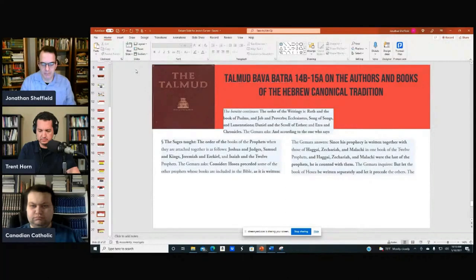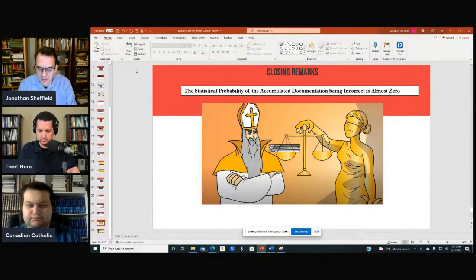Additionally, the details recorded in the Talmud, Bava Batra 14b through 15a, on the books and authors of the Hebrew canonical tradition provide further confirmation of our thesis, leading to only one natural conclusion. How else do we explain these facts, other than that this canonical tradition among the Orthodox Jews represents a received and authoritative canon of the Old Testament, affirmed in the Anglican and Protestant confessions?